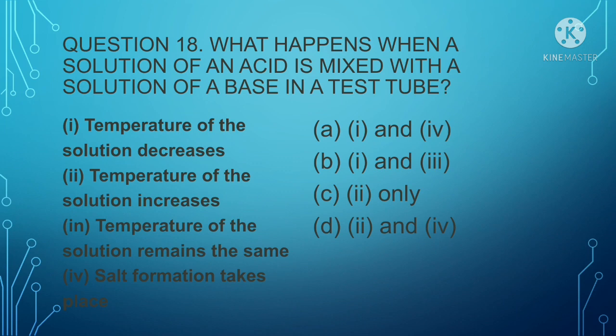Usually you know what happens when an acid mixes with a base. Of course, it undergoes a neutralization reaction, and thereby it produces salt. So that you already know. But the options are given like this: option A, first statement and second statement, and fourth statement.